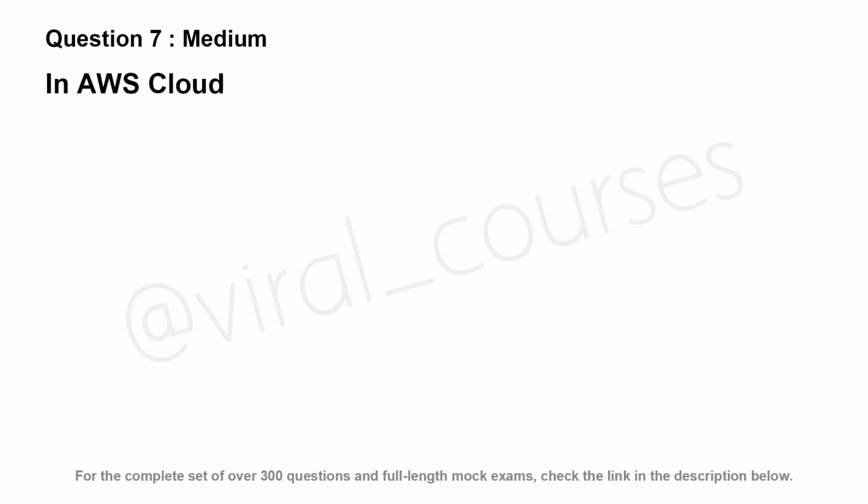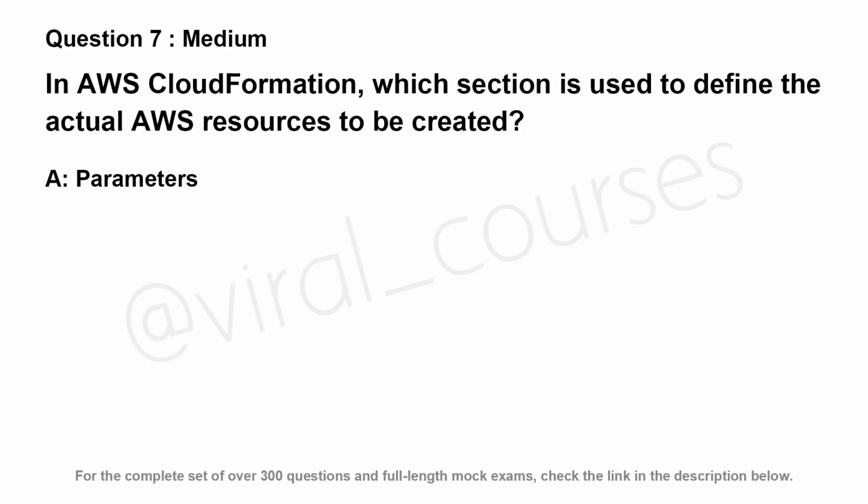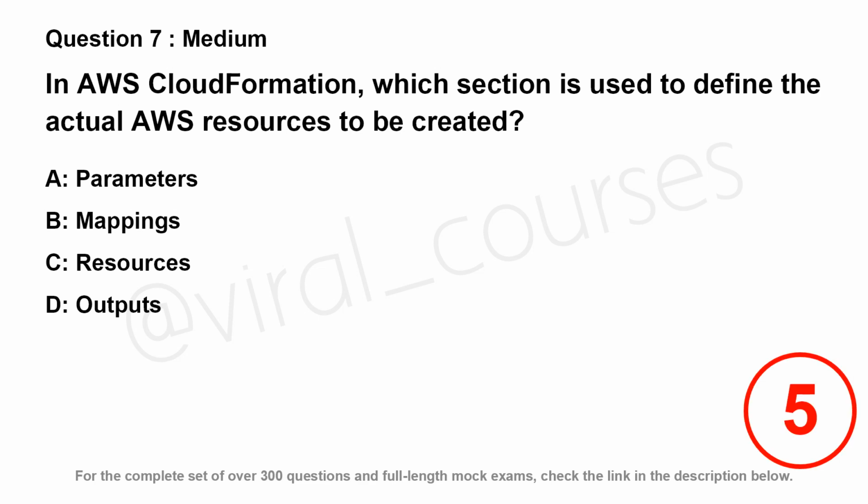In AWS CloudFormation, which section is used to define the actual AWS resources to be created? Option A, Parameters. Option B, Mappings. Option C, Resources. Option D, Outputs.